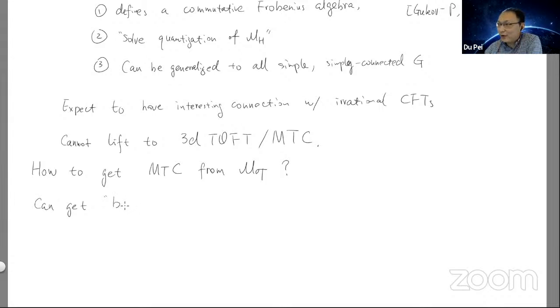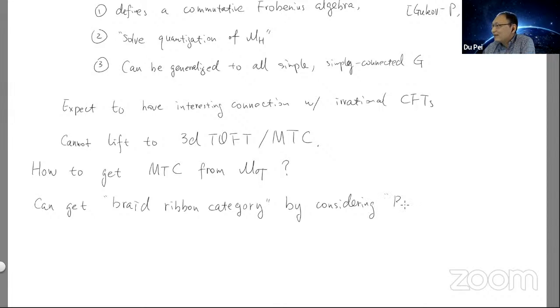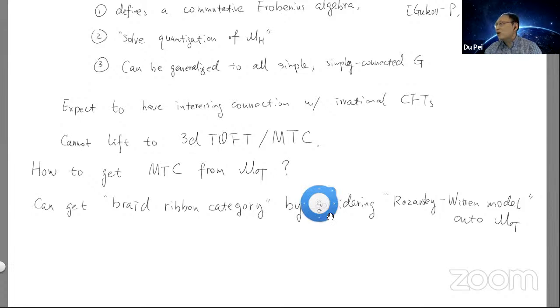It turns out that for any hyperkähler manifold, such as MT, one expects to have a braided ribbon category. This is a braided tensor category satisfying some additional constraints. One expects to get such a category by considering the Rozansky-Witten model onto this moduli space MT. So what do I mean by this?